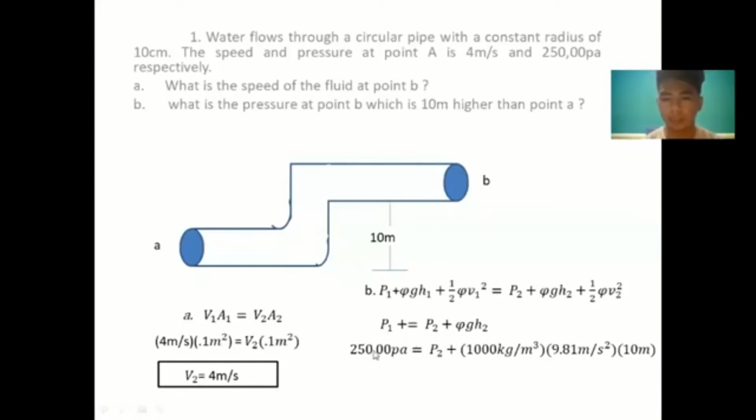So in this formula, we can solve for pressure 2 now. So if we plug this into the calculator, the answer would be 152,000 pascals. Or if we want to convert it to kilopascals, we just need to divide it by 1000, because 1000 pascals is equal to 1 kilopascal. So this is the answer in letter B.